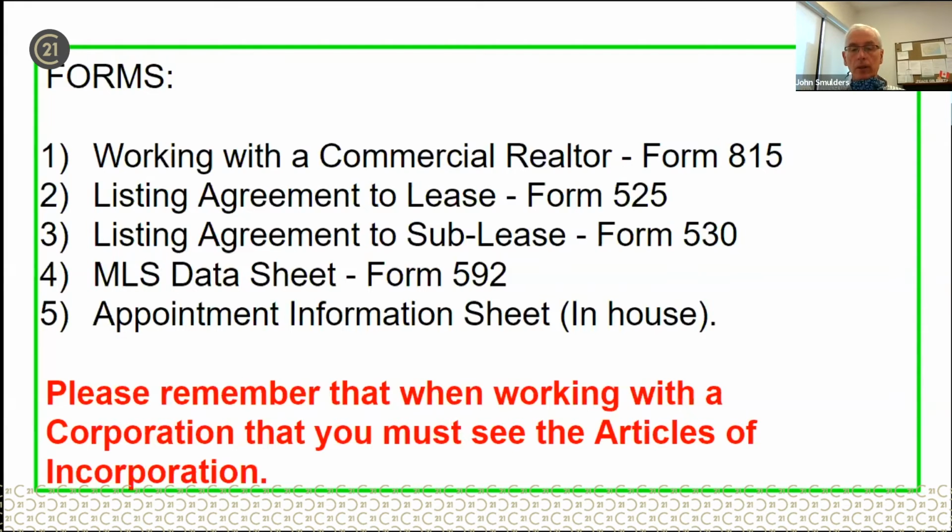That's the sheet that tells us how a cooperating agent can show the property. Once again, please remember that when working with a corporation, you must see the articles of incorporation. You have to ensure that the person signing as a sub-landlord, or on behalf of the landlord if the landlord is a corporation, has the ability to bind the corporation. Got to be sure, you guys.